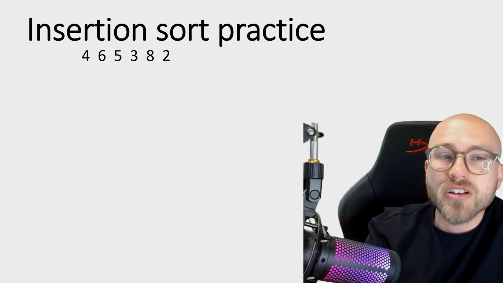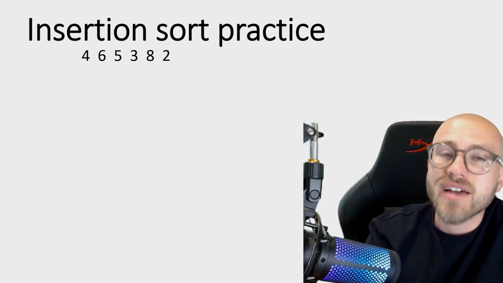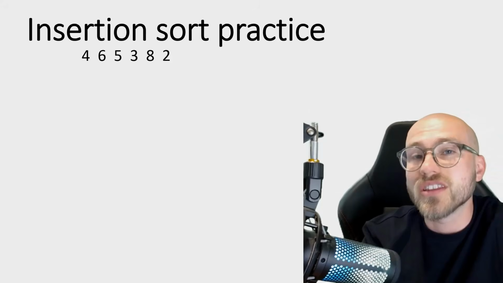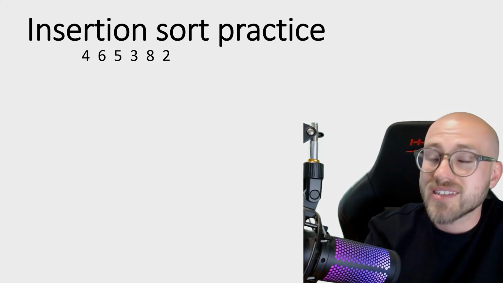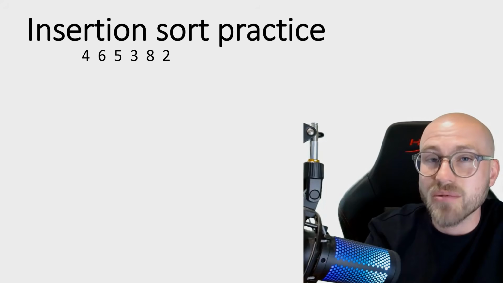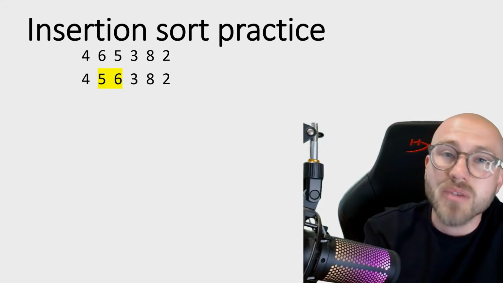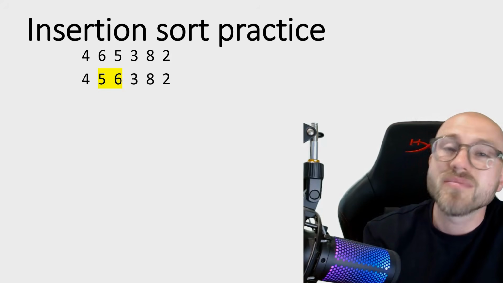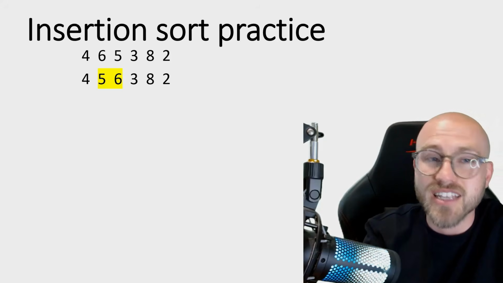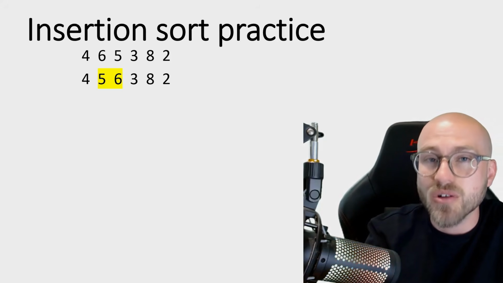We're going to start by looking at the 4. That's got nothing to the left of it, so it stays where it is. We then look at the next value, which is the 6. The 6 is larger than the 4, so that's going to stay where it is as well. So our first swap will come in place where we look at the 5. It's going to be compared to the 6. It's smaller than it, so it will swap with it. It then checks it against the 4. It's larger than it, so it'll stay where it is.